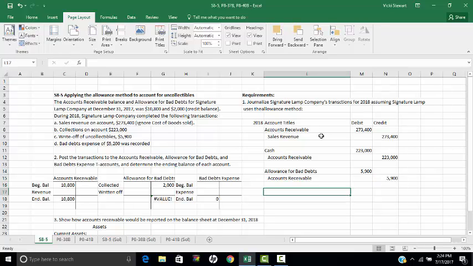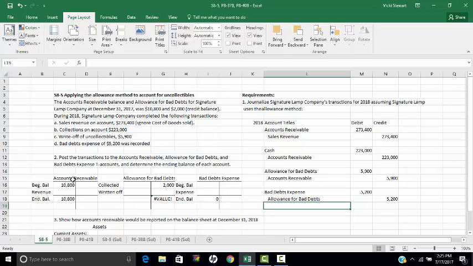The D part says bad debts expense of $5,200 was recorded, so we would debit bad debts expense and we would credit the allowance account for $5,200. The second part of the problem says to post the transactions to the accounts receivable, allowance for bad debts, and bad debts expense T accounts and determine the ending balance for each account.